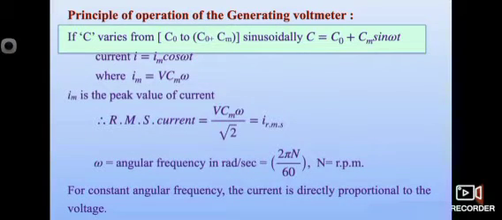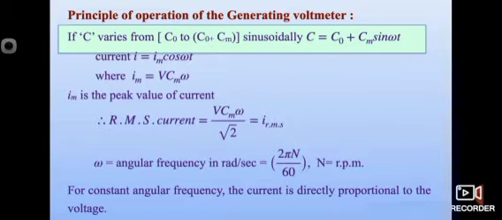If the value of capacitance varies sinusoidally from C0 to C0 plus Cm, then C equals C0 plus Cm sin omega t. Current I equals Im cos omega t. Here the maximum value of current, Im, is equal to V Cm omega, where Cm is the maximum value of capacitance. So Im equals V Cm omega and current I equals Im cos omega t.